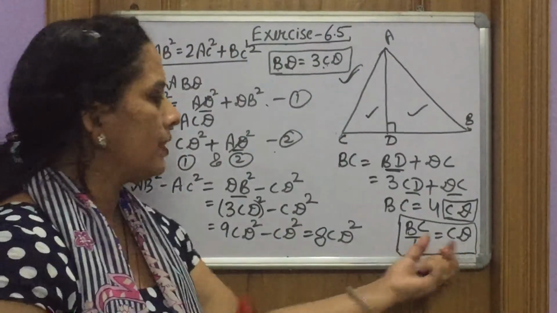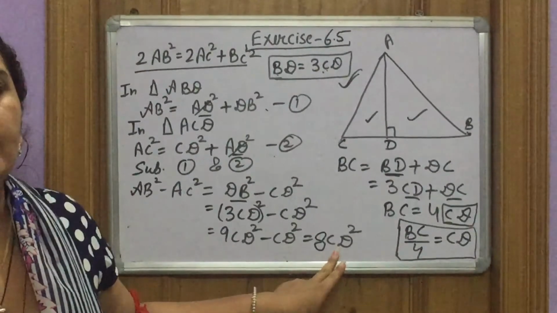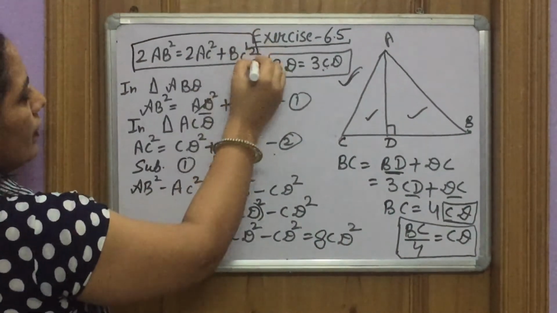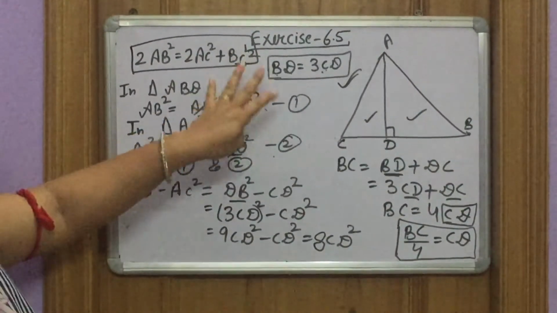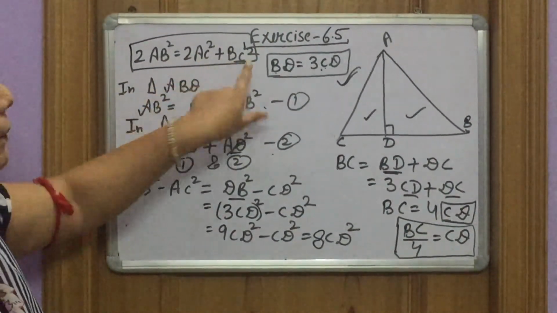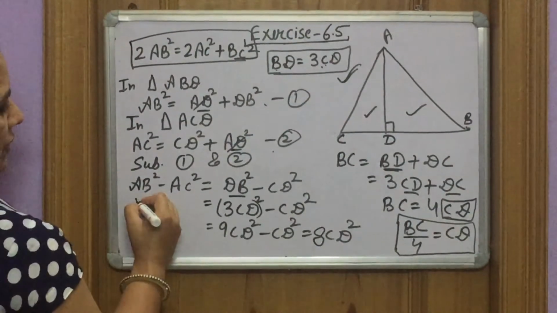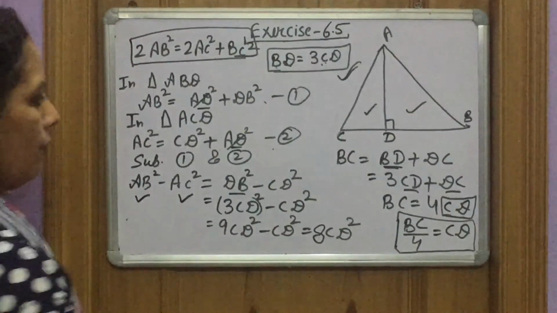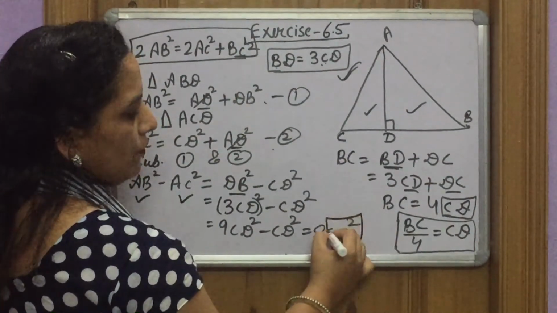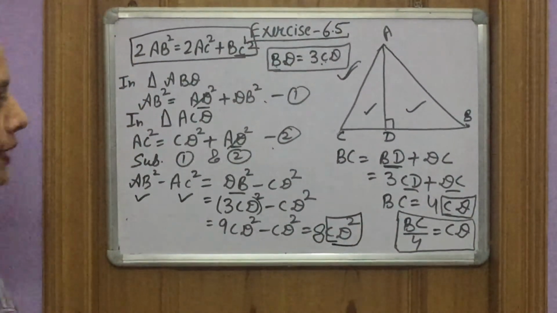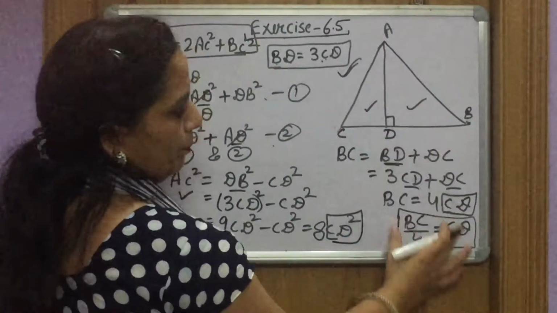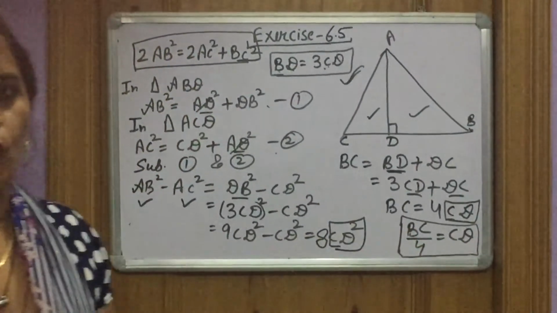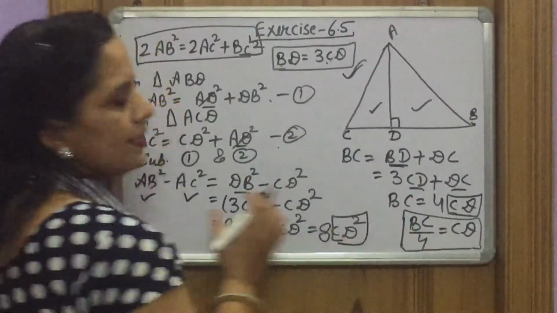Why are we doing this? Why do we have to eliminate CD in this question? Because we have to show this term, and in this term we need AB, AC and BC. On the left hand side, we have AB and AC. We have no need of CD. That's why we have to remove this term. So CD is BC by 4. Now put this value in this term.